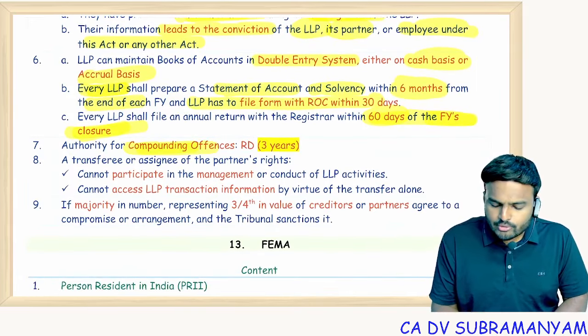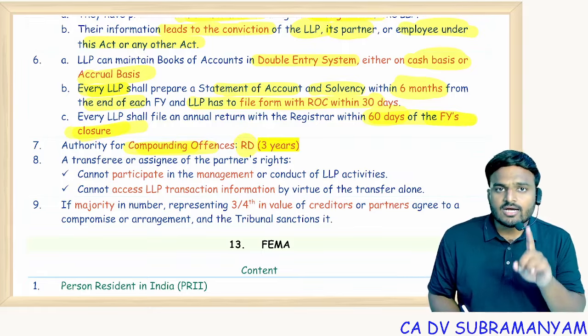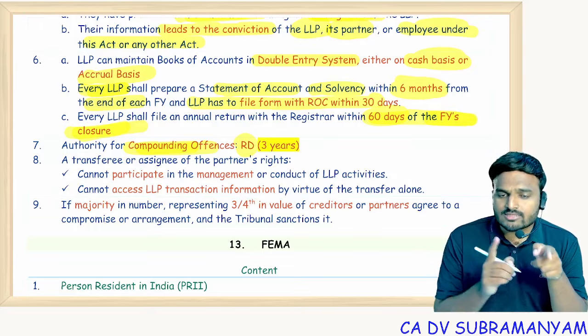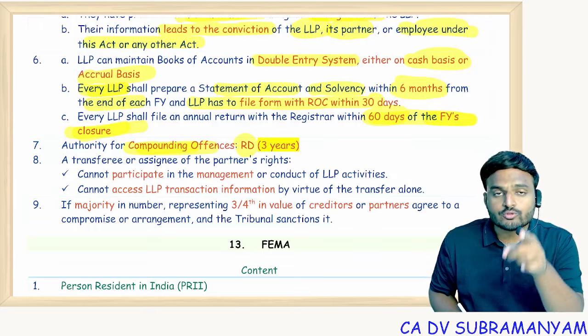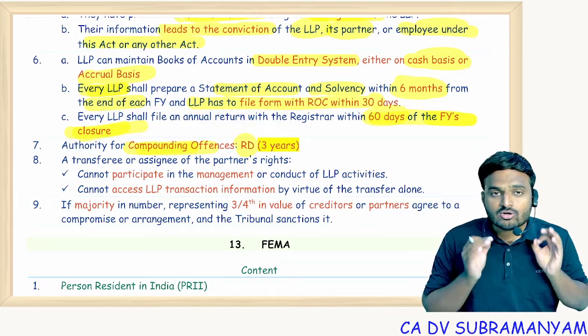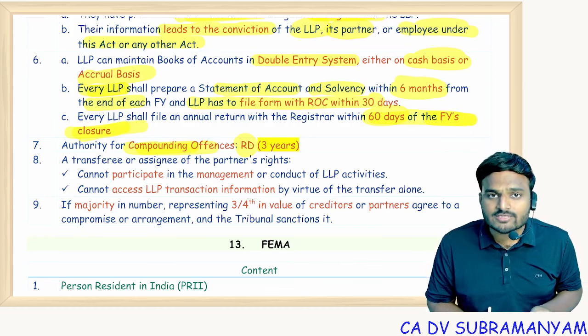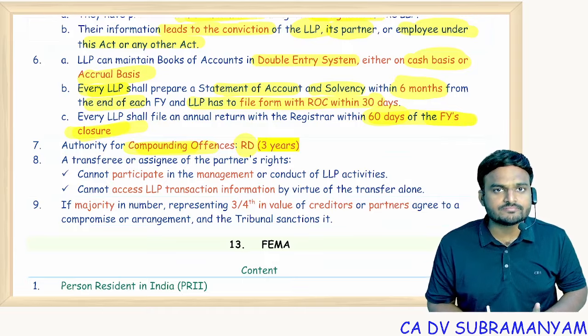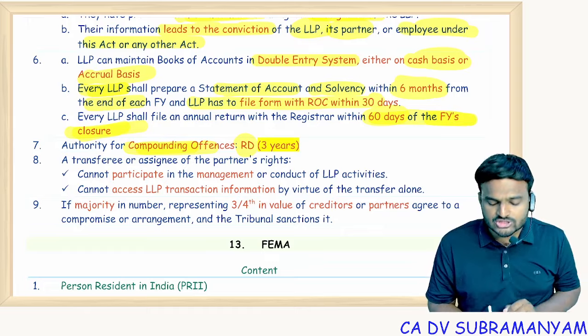Authority for compounding offenses is regional director. An offense can be compounded only once in 3 years. That means once compounded, in the next 3 years if you do the same offense, if you make the same mistake, no compounding benefit. And compounding benefit is allowed only to those offenses where imprisonment is not a punishment.